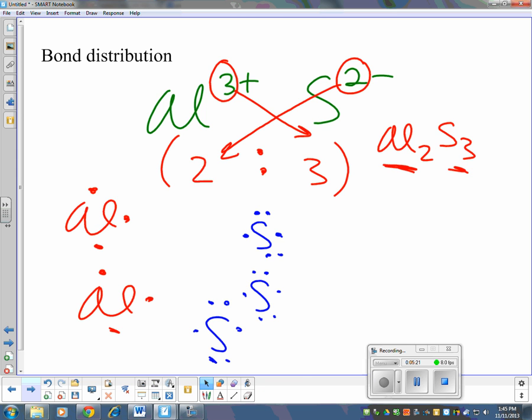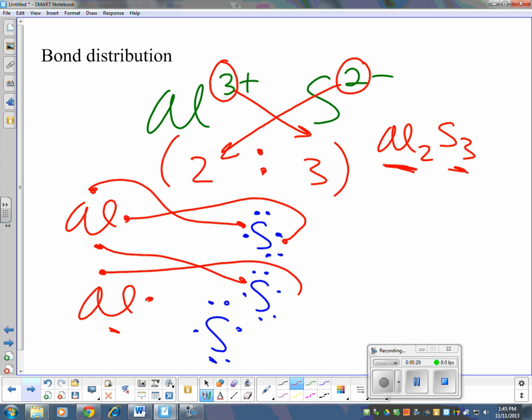This has 6. It needs 2 more. 1, 2, done. Then I take 1, 2, done. 1, 2, done. Boom. That's it. That's how you do the bond distribution.